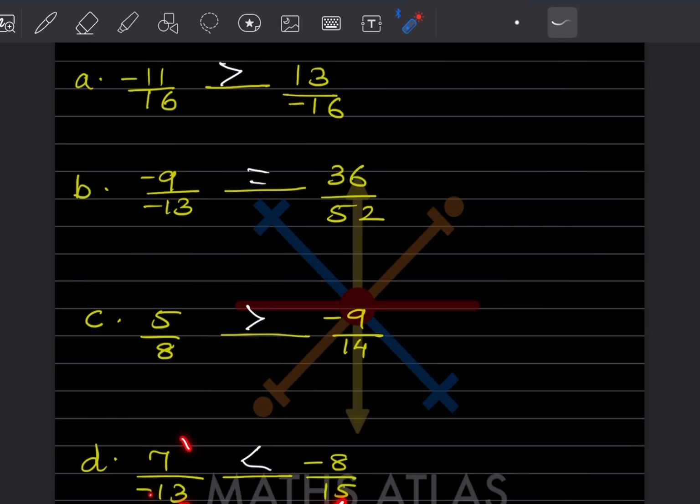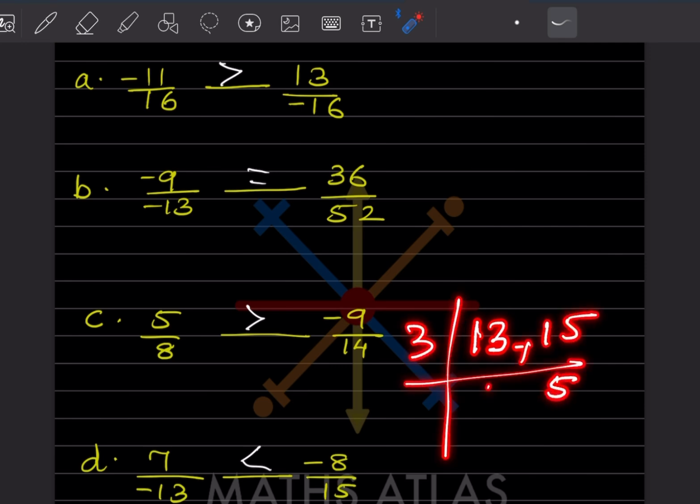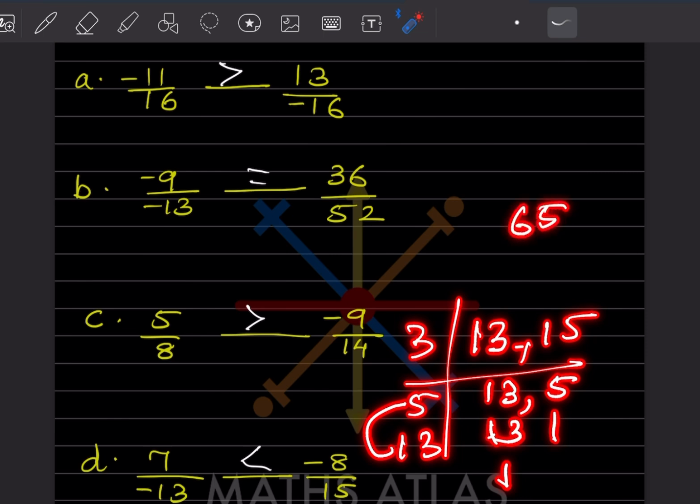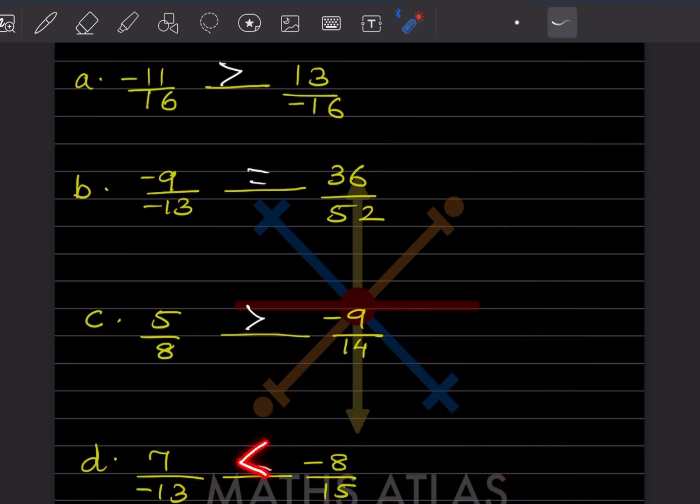So now again, as I said earlier, this will be minus 7 by 13, and this is minus 8 by 15, but the denominators are different. So again, you will take the LCM of 13 and 15. So it will be 3 fives are, and this will be 13 fives are, and 13 ones are. So 13 fives are 65, 65 threes are 195. So you can just check with this one. You can make this to 195 and this also to 195. And later on, I have already done it before. So this is the bigger number.